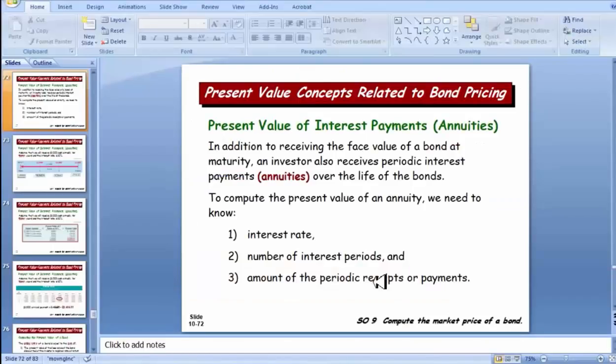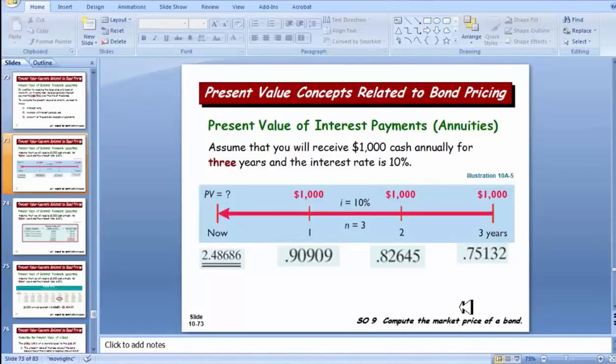So the next question is, what is the present value of a stream of payments? Because remember, bonds are paying interest payments every 6 months. So what is the present value of a stream of payments over a period of years? We call those annuities over the life of the bonds. To compute the present value of an annuity, we need to know the interest rate, the number of interest periods, and the amount of the interest payments.